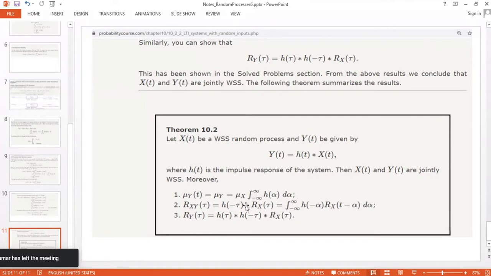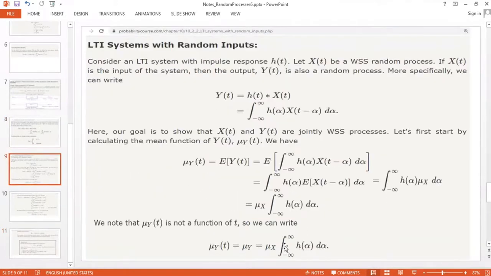So these results we remember. If x(t) is a wide sense stationary process, y(t) is the output given by h(t) convolution x(t), where h(t) is the impulse response of an LTI system, then x(t) and y(t) are jointly wide sense stationary, and this result we have to remember because we are going to use it to solve the problem. Mu y(t) equals mu x into the integral from minus infinity to plus infinity of h(alpha) d alpha. This we have obtained here. This is the first result.